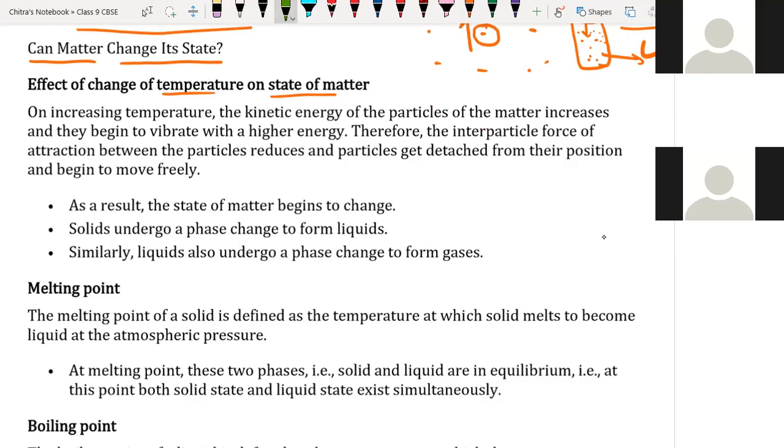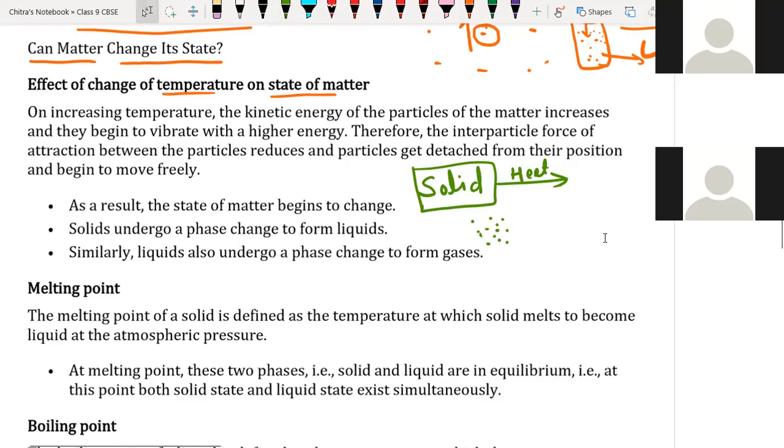See how. Suppose here we have a solid. We know solid particles are very compactly arranged and strongly bonded with each other. But if we heat the solid, the particles of the solid will absorb energy, the heat energy that we are providing. Suppose I am just taking an example of two particles. Due to absorption of energy, their energy level will increase, and due to that, the particles will vibrate about their mean position like this.